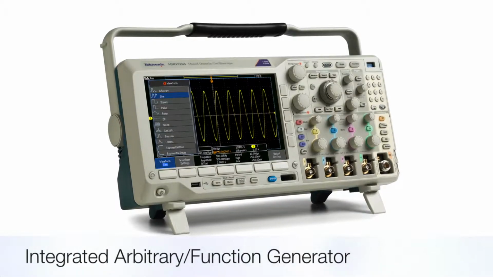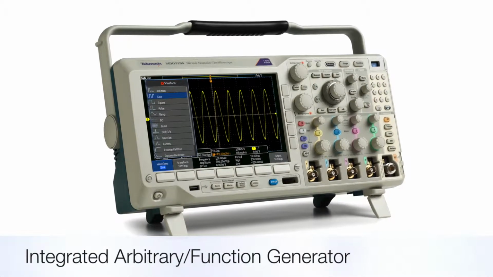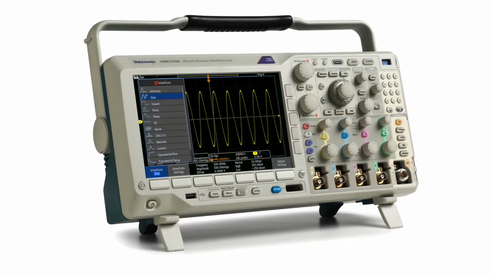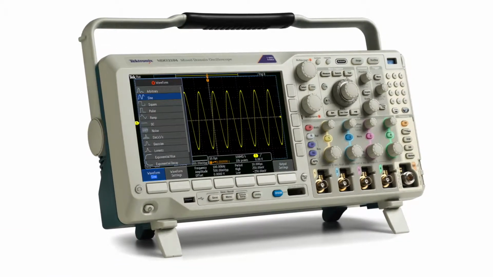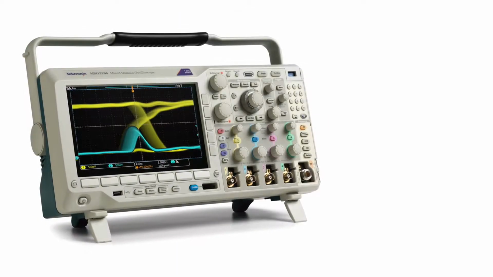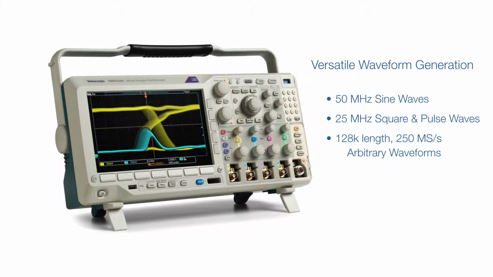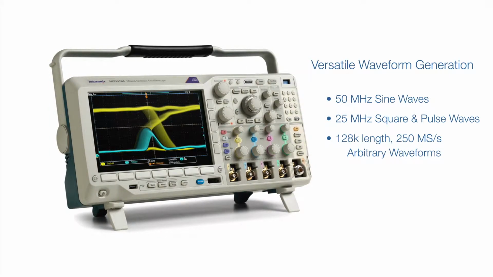Generate a wide range of signal types from standard functions to arbitrary waveforms in a snap with the MDO3000's integrated arbitrary function generator. The AFG has performance comparable to standalone function generators at a fraction of the cost, and it's built right into the scope.